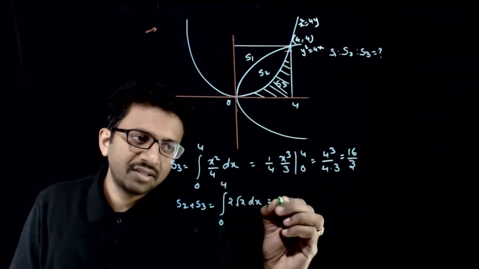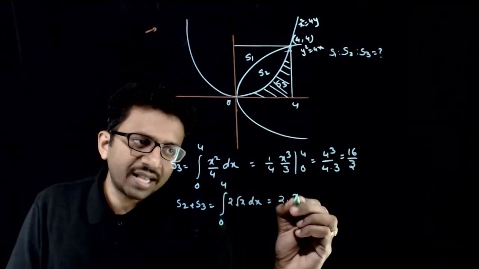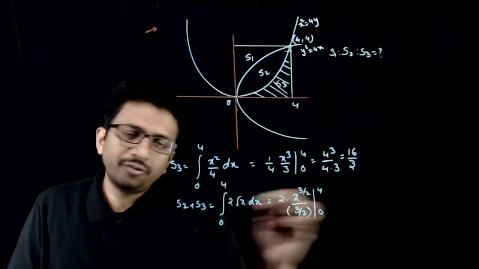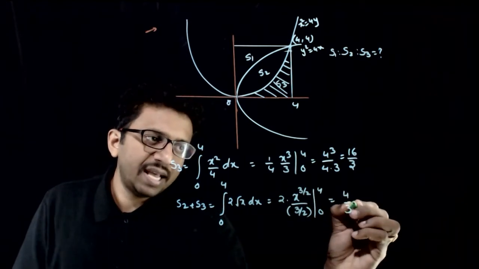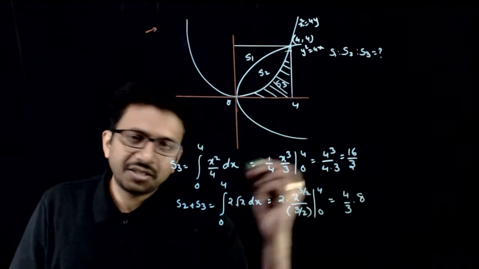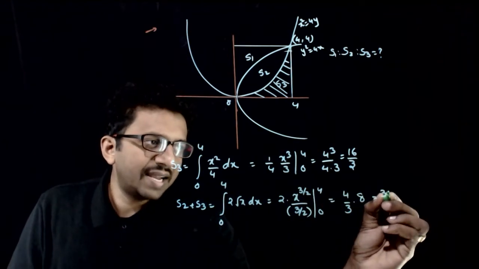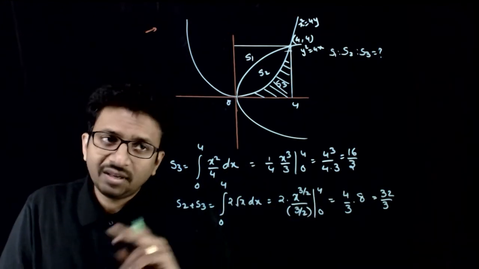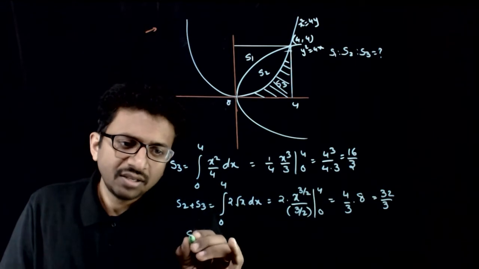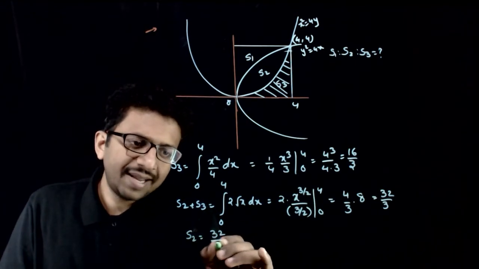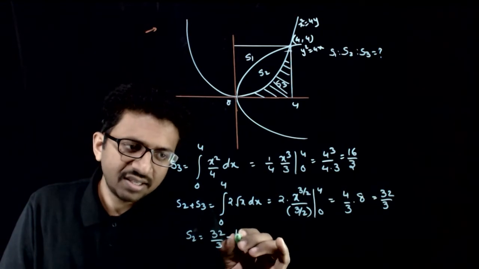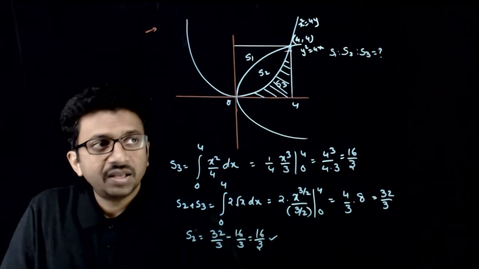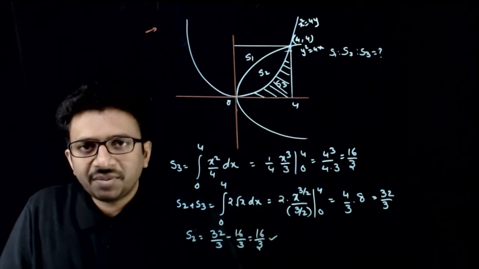So the integral of 2 root x dx is 2 times x power 3 by 2 divided by 3 by 2, from 0 to 4. That is equal to 4 by 3 times 4 power 3 by 2, which is 8. That is equal to 32 by 3. So S2 plus S3 is 32 by 3. S3 is already known as 16 by 3, so S2 is equal to 32 by 3 minus 16 by 3, which is 16 by 3. So S3 is 16 by 3, and S2 is also 16 by 3.